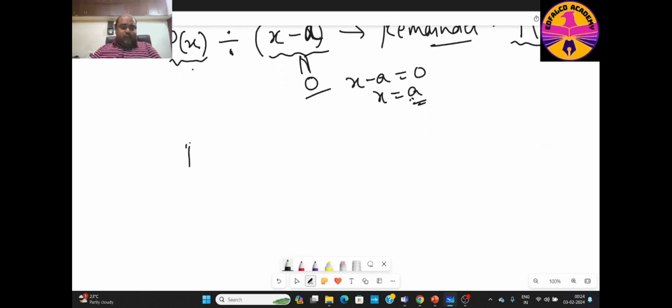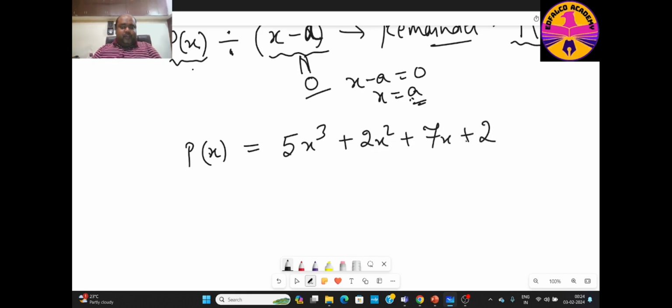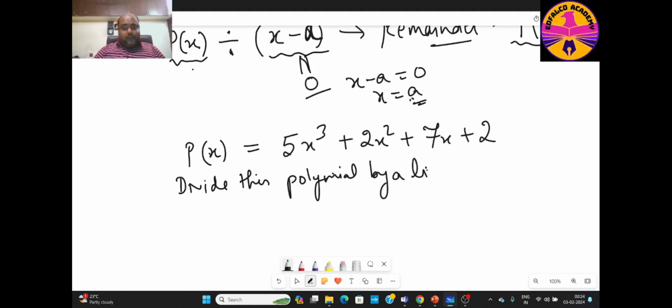So let's say I have the polynomial given by 5x cube plus 2x square plus 7x plus 2. Suppose I have this as the polynomial p(x), and we are going to divide this polynomial by a linear. So it is very important: we are talking only about the linear as of now. We are not talking about any other sort of division.